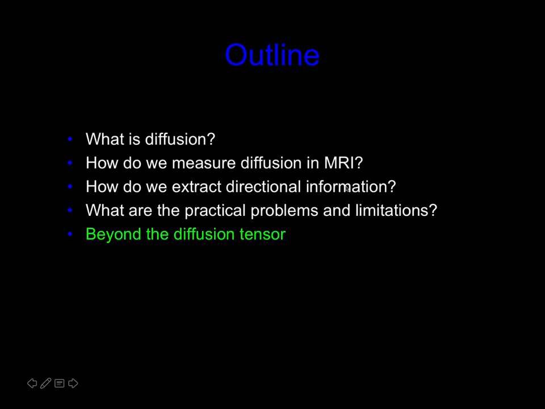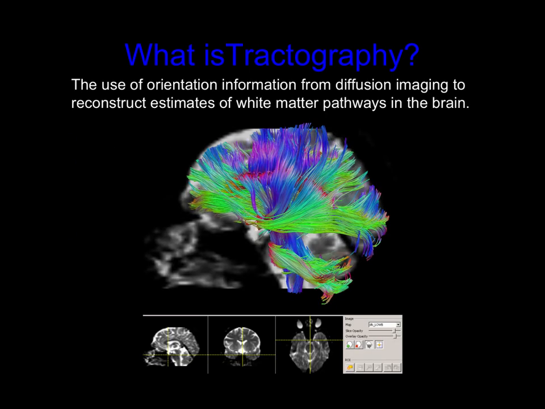Okay, so I also wanted to touch a little bit on going beyond the diffusion tensor. Most people, when they think of diffusion, might think of tractography. So what is tractography? It is the use of this orientational information from diffusion imaging to reconstruct estimates of white matter pathways in the brain. You use, like I said, the distribution that is calculated, and then you start to connect the dots effectively from voxel to voxel and make these tracks. It's one of the hottest utilities.